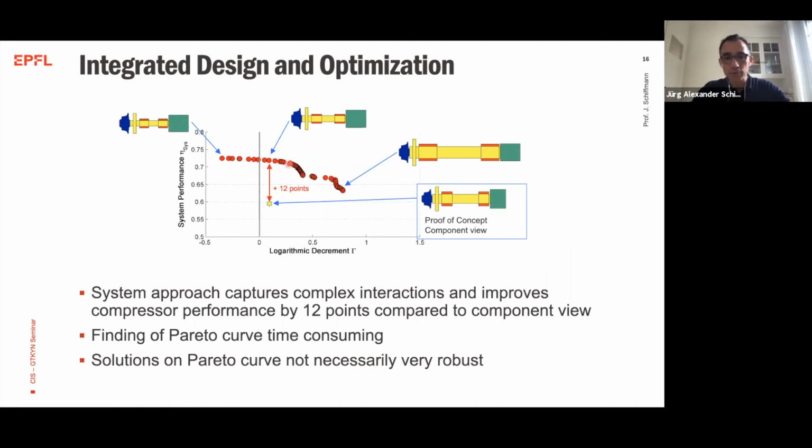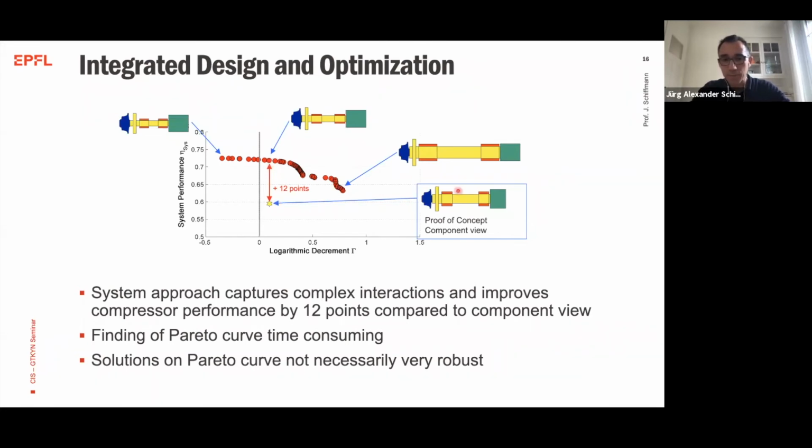And what this curve shows, and the interesting part is actually the yellow star here. The yellow star is the proof of concept compressor that we have designed by optimizing the whole system manually. So basically, we optimized the aerodynamics of the compressor individually, the bearings individually, etc., and put it all together and tested it, right? This has actually also served as a means to validate our reduced order models that we then used for this optimization. But what this curve basically shows is that keeping the same rotor dynamic performance, you can improve the system performance, the efficiency of the machine, by 12 points.